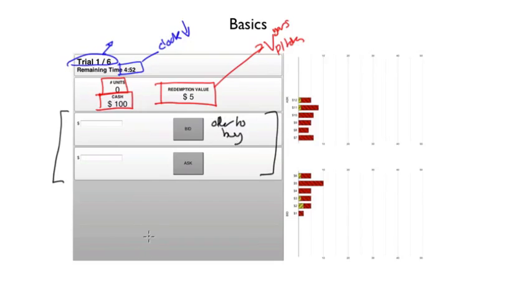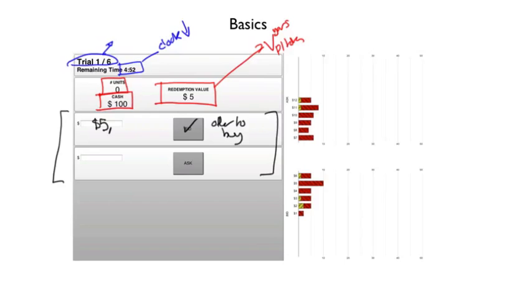And what you do basically is put here the amount that you're willing to pay for a unit. So for example, if you want to buy a unit for $5 and tell everyone else in the market, hey, I'm willing to buy a token for $5, you will write 5 here and then press bid. And immediately everybody else will see that you're willing to buy a token for $5.